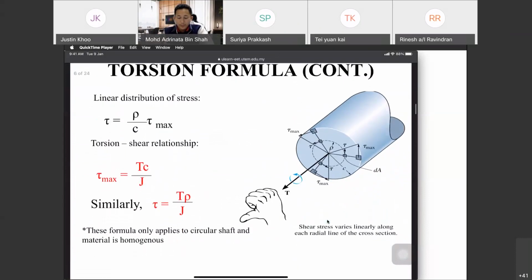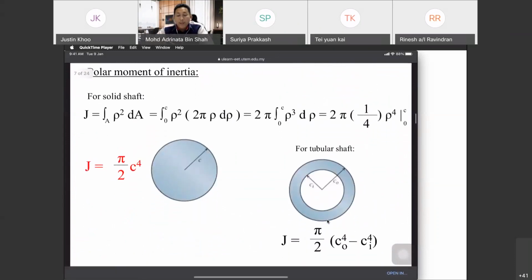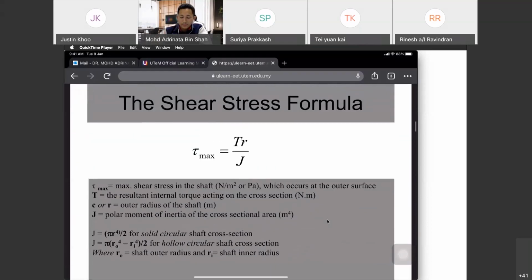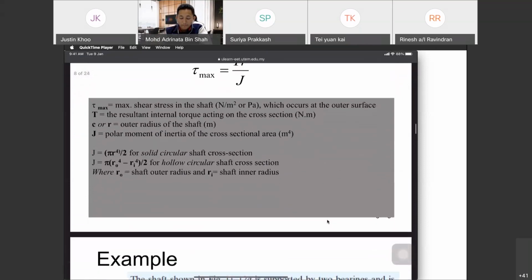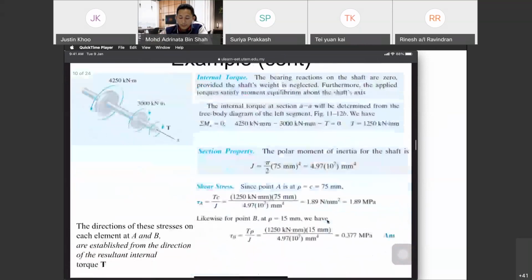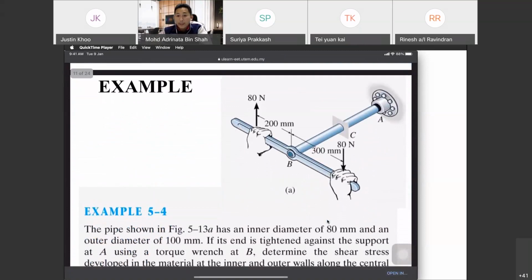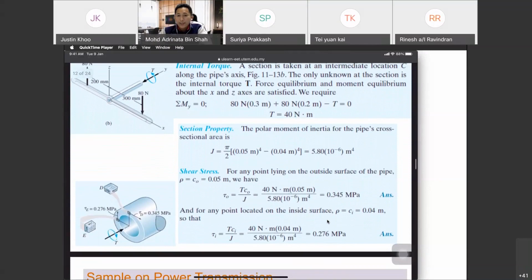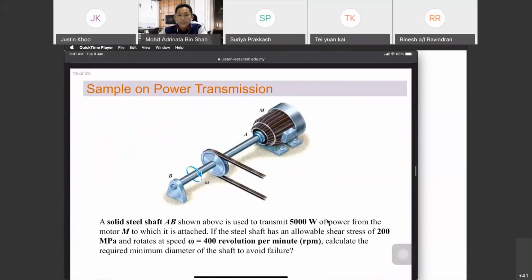Okay, so this is the same. Tau max is equals to Tc over J. This is how the polar moment of inertia come from. Okay, this is how J comes from, and J is equals to 2 times I, second moment of inertia. Okay, so this is tau max is equals to TR over J, and this is the same examples that we have gone through, and this is another example that you can have a look. This is the example. We need to calculate the T top, and then we can calculate our shear stress. And this is power. So we have P 5000, and then we have omega, oh sorry, 400 revolution per minute.